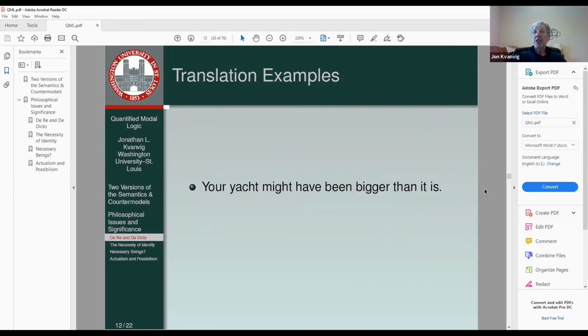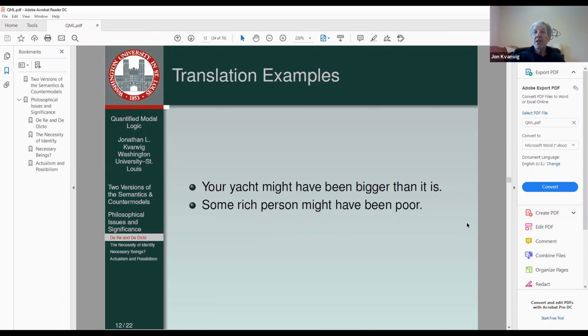Here's some translation examples. This is one of Quine's favorite ones. Your yacht might have been bigger than it is. Now, there's a reading of that on which such a remark is senseless. The senseless remark is you take your yacht, you figure out what size it is, and you say it's possible that the size is different from the actual size. It's possible that the size is something else.